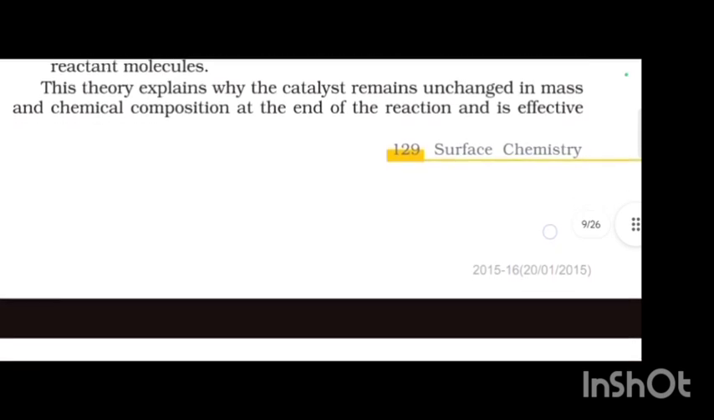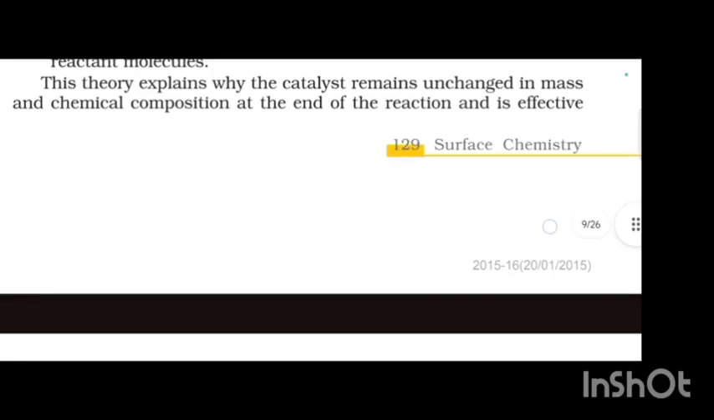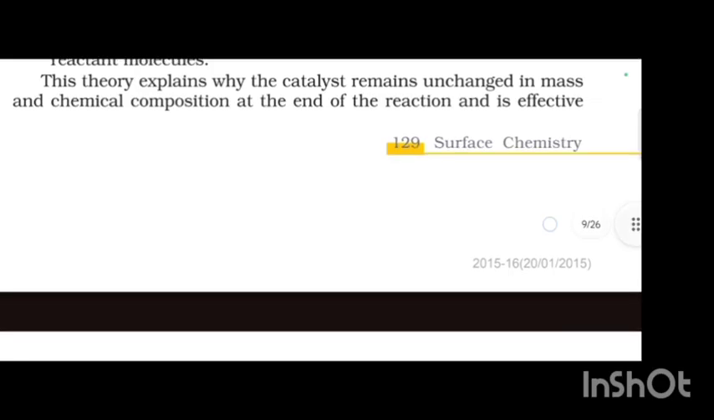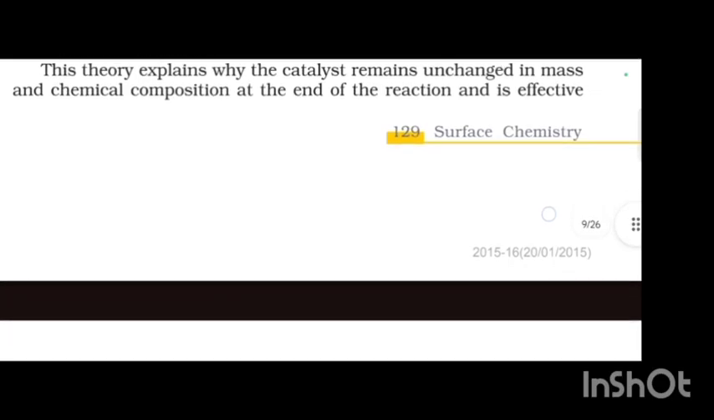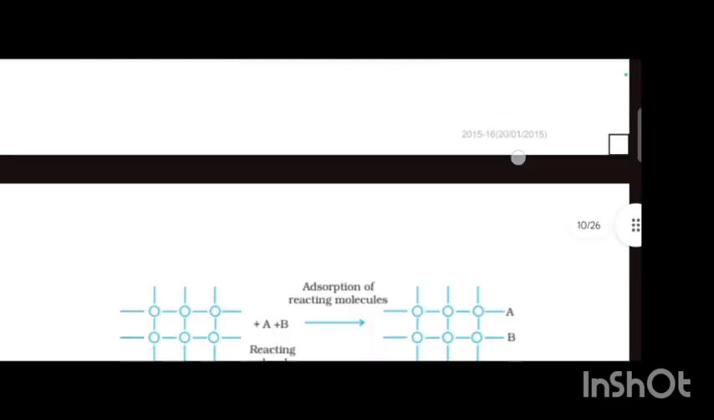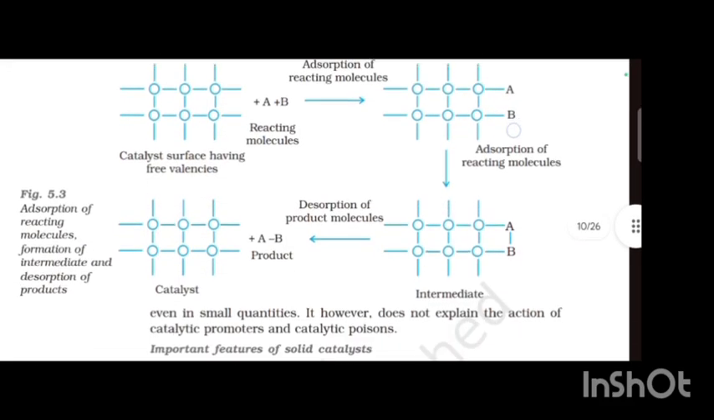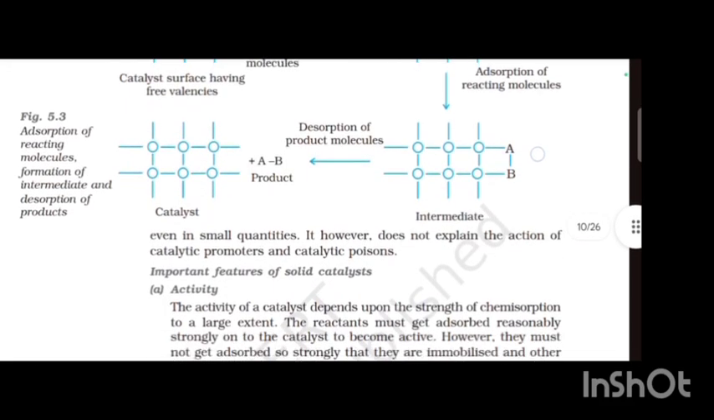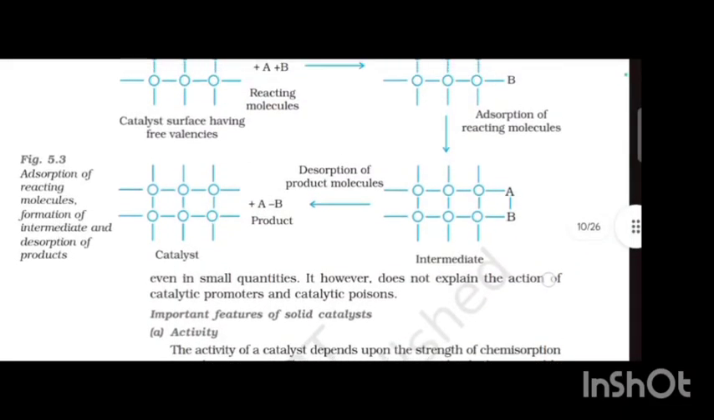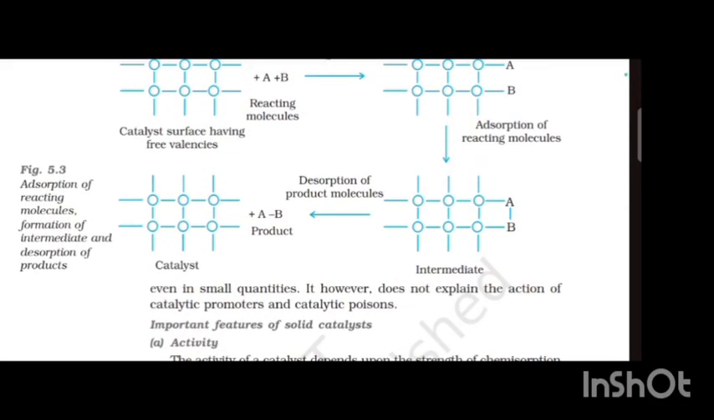This theory explains why the catalyst remains unchanged in mass and chemical composition at the end of the reaction and is effective even in small quantities. It, however, does not explain the action of catalytic promoters and catalytic poisons. Figure 5.3: Adsorption of reacting molecules, formation of intermediate and desorption of products.